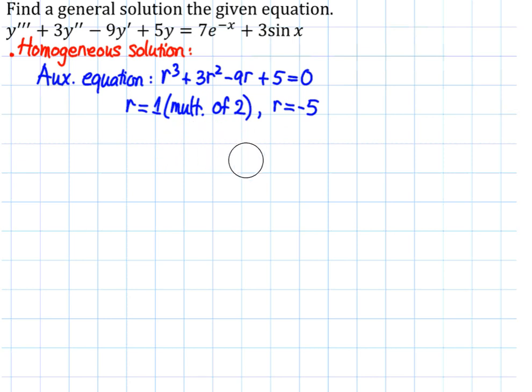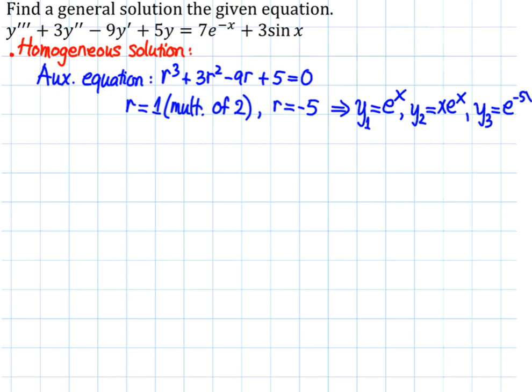So I will write, corresponding to that, there will be two solutions corresponding to r equal to 1, one of which is e to the 1x, but let's just say e to the x. Let that be y1. For y2, we also have e to the x, but if we do that, it will not be linearly independent. So I will multiply by x here. That will be y2, and y3 will correspond to r equal to -5, so e to the -5x.